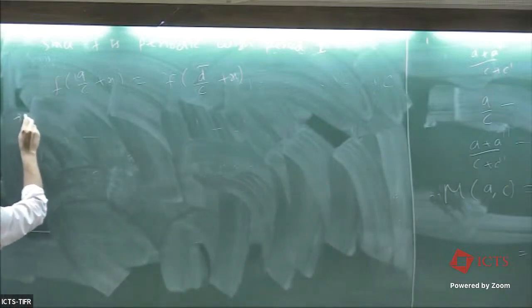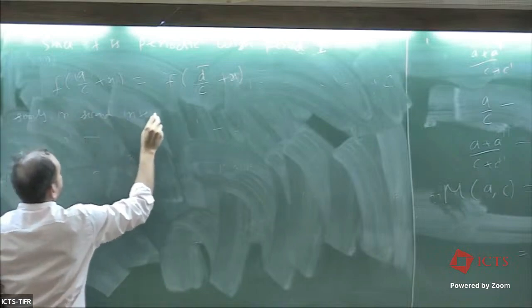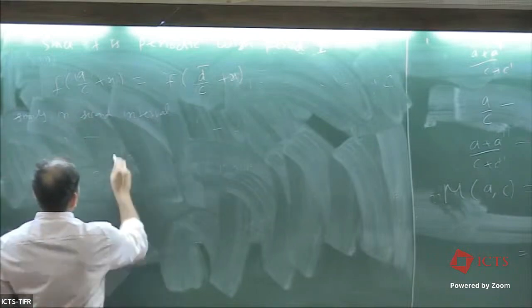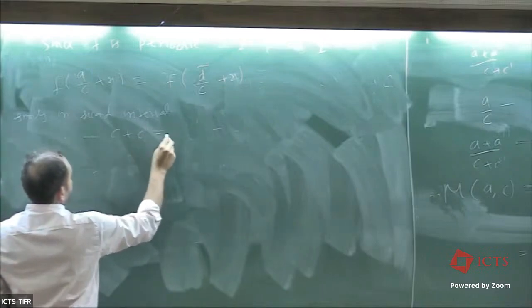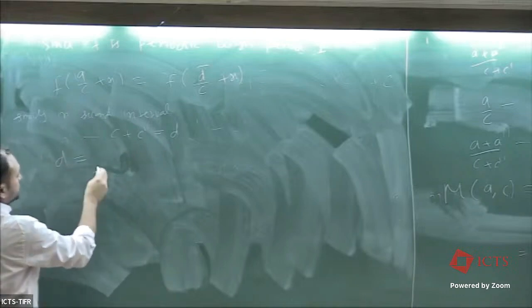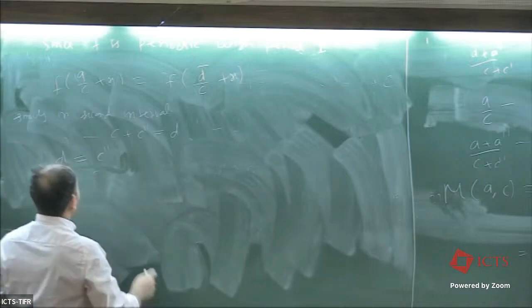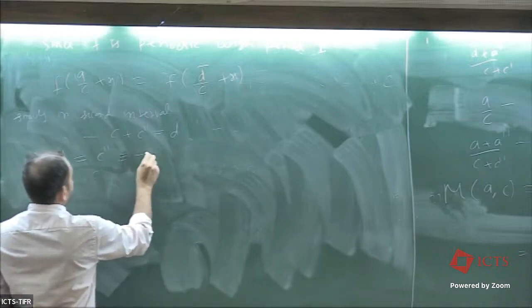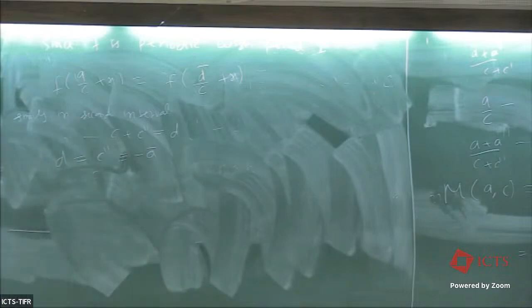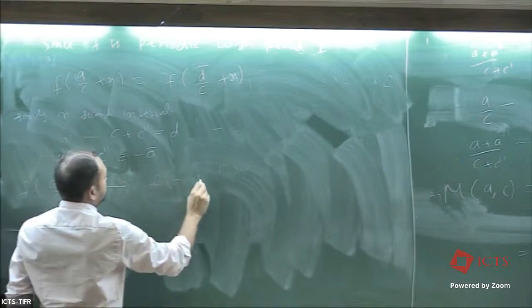Similarly, in the second integral, we are replacing t plus C double prime as equal to D. Now D is congruent to C double prime, and from the relations which I think I just erased, you can see that this is congruent to minus A bar. So from here you can replace f of A by C plus x with f of minus D bar by C plus x.